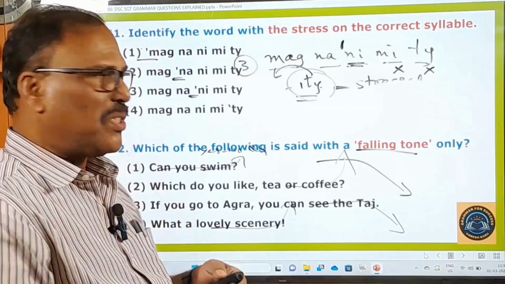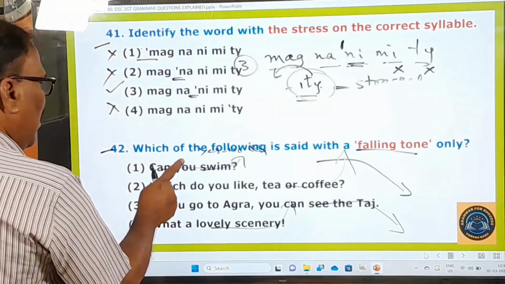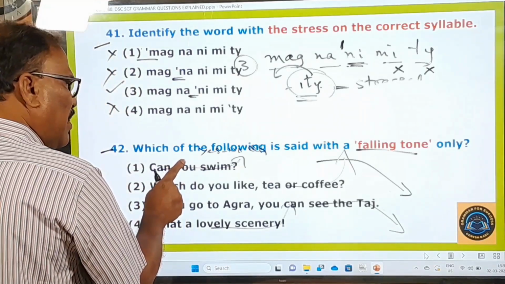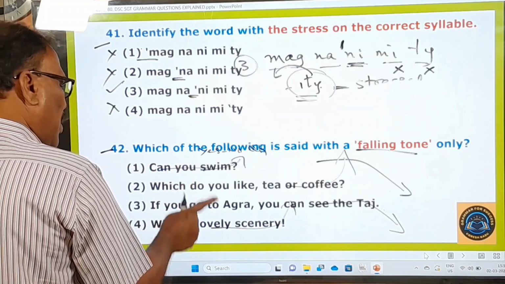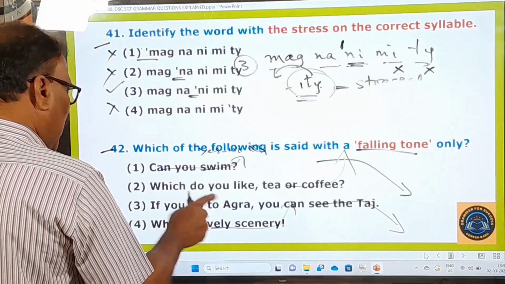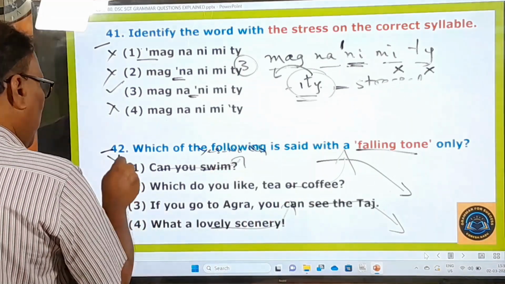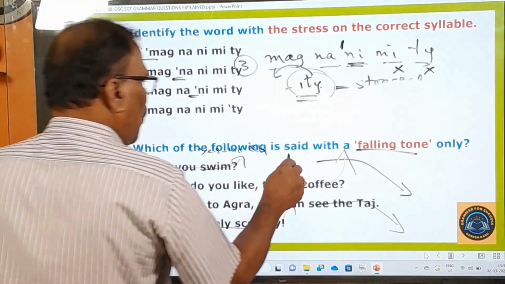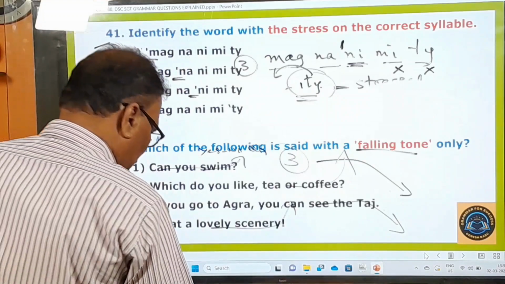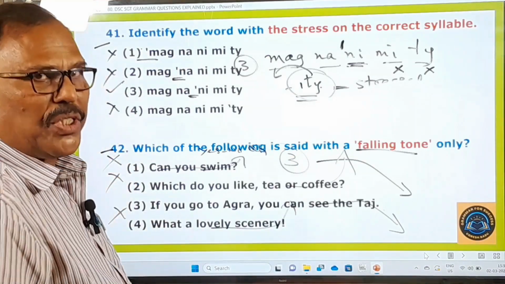Tone means that is the tone. And right here, this receives a rising intonation. This receives a rising tone. This receives a rising tone. Only this third one receives what? The falling tone. Okay. First one, second one, fourth one are wrong. Only the third one is the right one. And now let's move on to other questions.